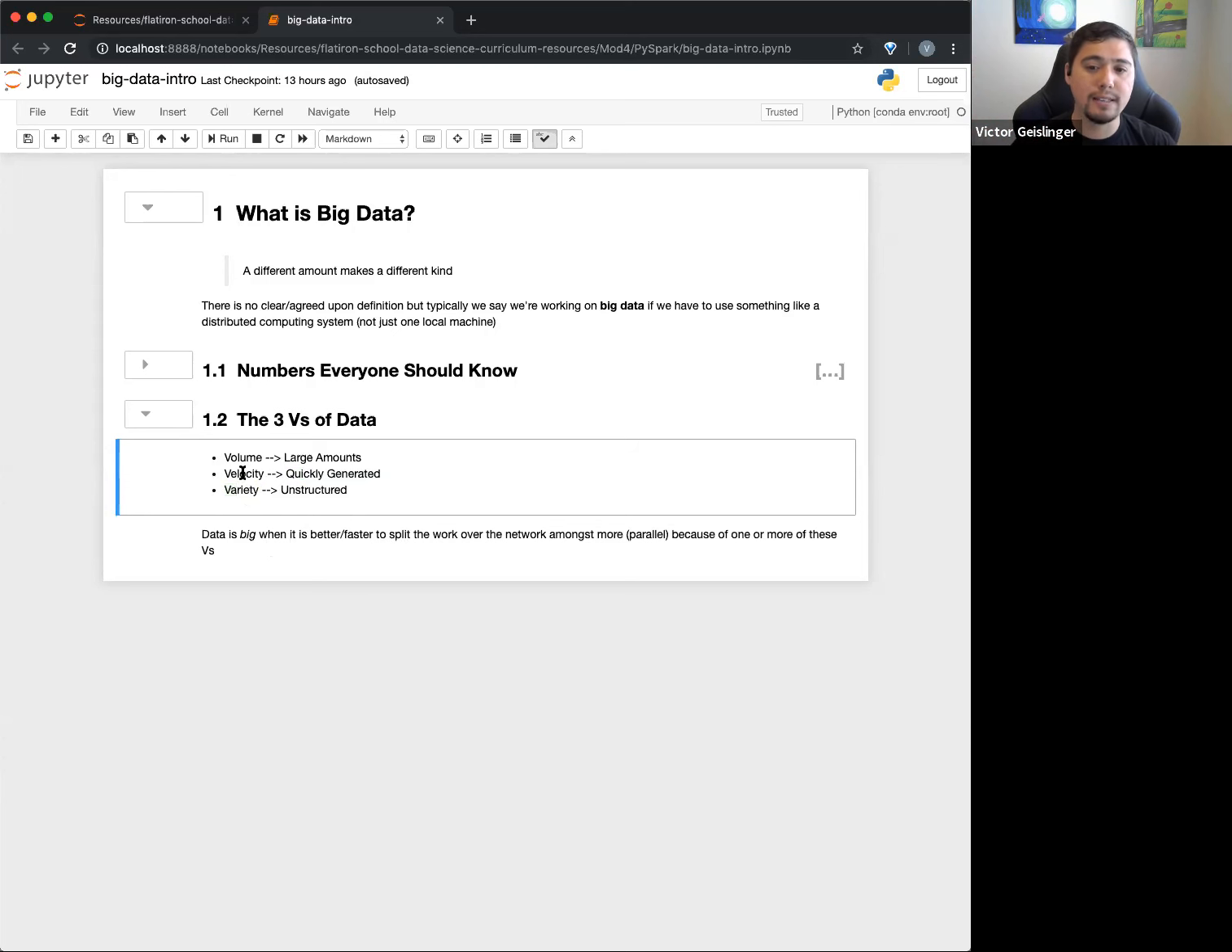Some people say, oh, it has to have high volume or high velocity, but just know it's kind of fuzzy. It's like, when does a pile become a heap? There's not a clear definition, but when you look at a heap, you know what a heap is. You're like, yeah, that's a huge amount of stuff. Same thing with big data.